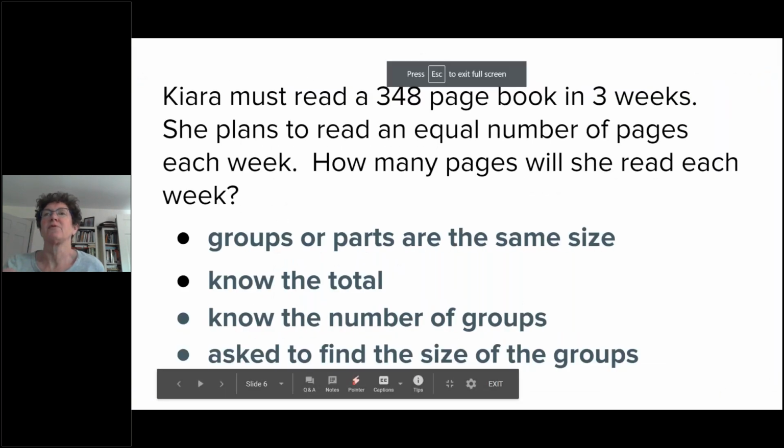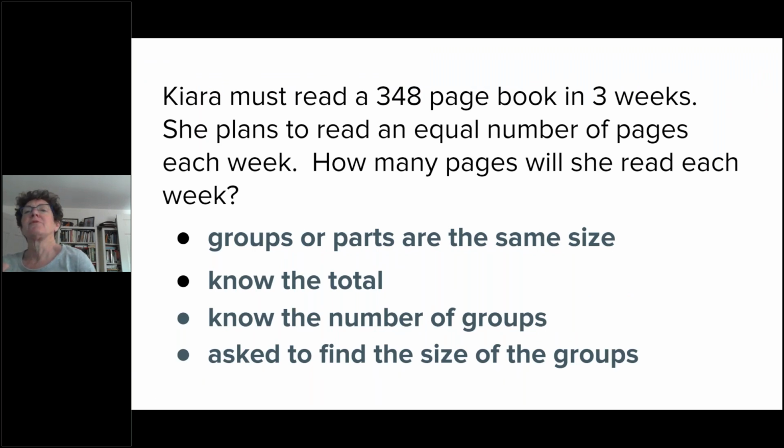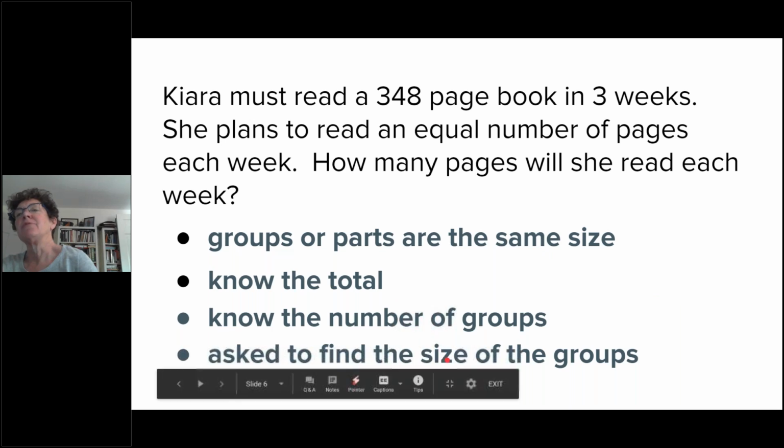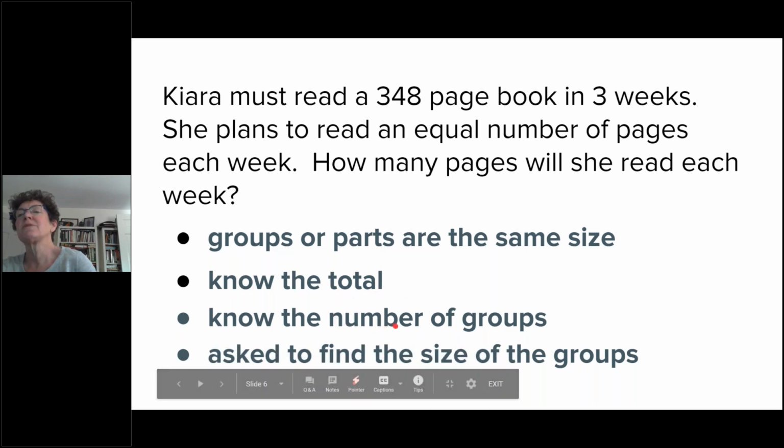I'm going to make my full screen here. Okay, so I'm asked to find the size of the groups. I know the total. I know the number of groups. When I know the total and I'm trying to find the size of the group, I know that means division. I'm going to take this total number, divide it by the number of groups, and then I'll find the size of the group. In this case, I'm going to take the total number of pages, divide it by the number of weeks, and then I will be able to find how many pages in each group.